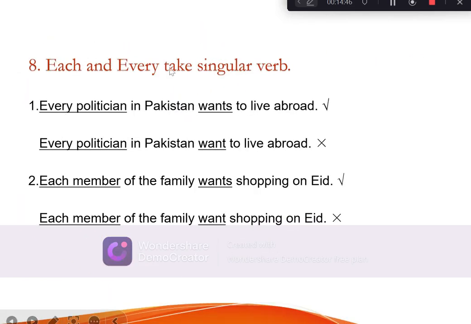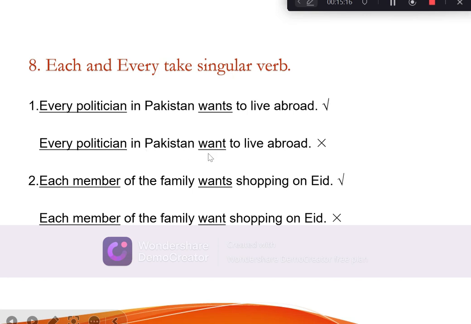Each and every take singular verb. Each and every are indefinite pronouns. Whenever they are used as a subject in the sentence, they always take singular verb. If you remember my video lecture regarding singular verb and plural verb, every politician in Pakistan wants to live abroad. Every politician is a singular subject, therefore wants would be a singular verb in the sentence. Therefore this structure is the correct one.